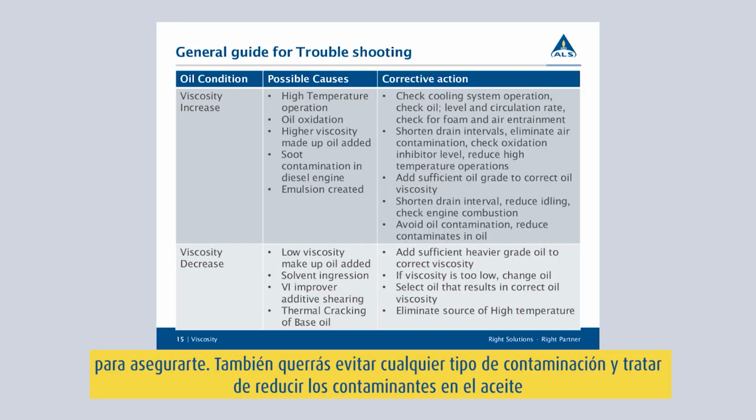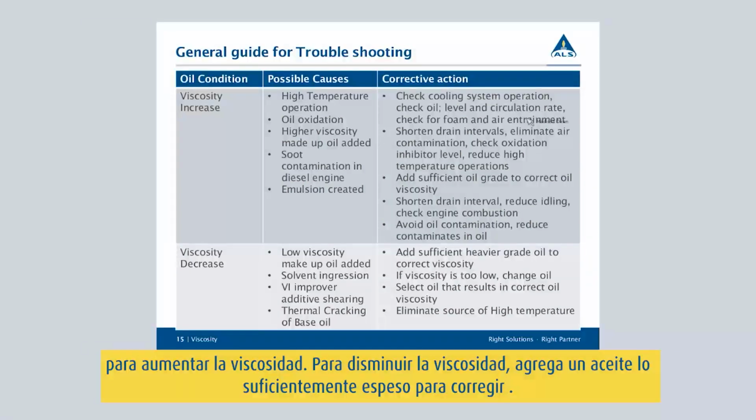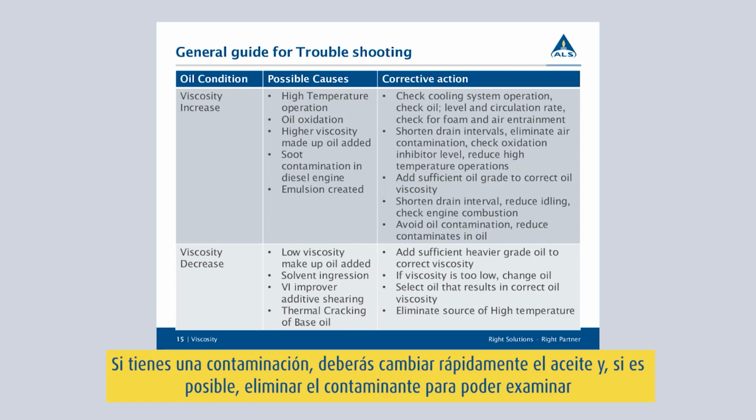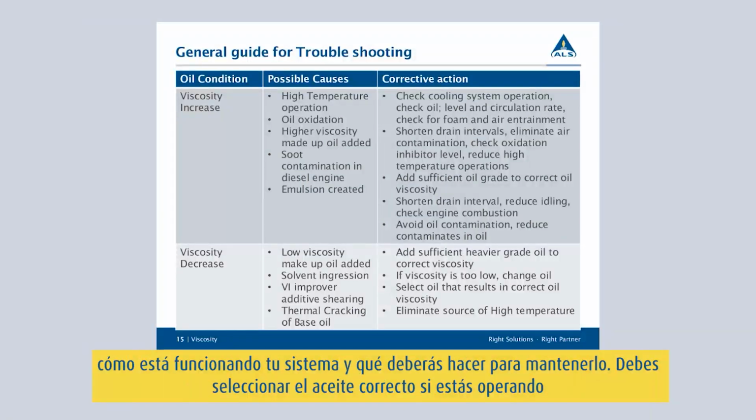You also just want to avoid any type of contaminations and try to reduce oil contaminants in your oil. So this is for increased viscosity. So then we look at decreased viscosity. So add sufficient heavier grade oil to correct viscosities. Once again, just making sure that your oil levels are correct. If it's too low, you want to change your oil. If you've got a contamination, you want to potentially look at changing it if you can. If there's a way to remove the contaminant, you can definitely look into it. And that's kind of what your system's operating and what your maintenance will allow you to do.